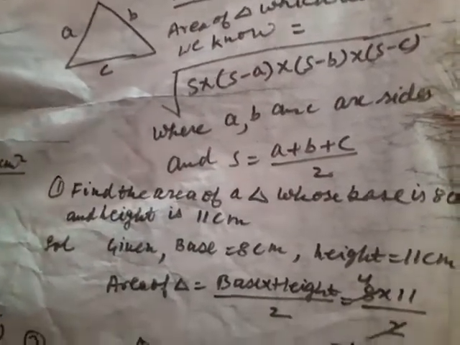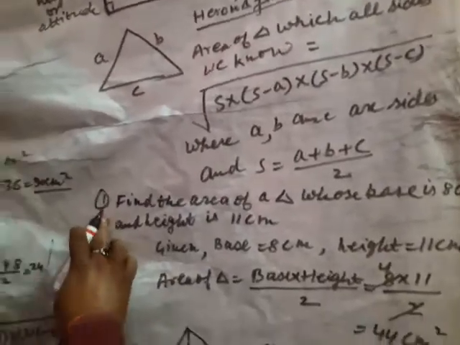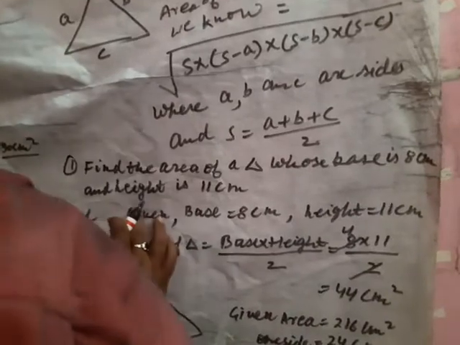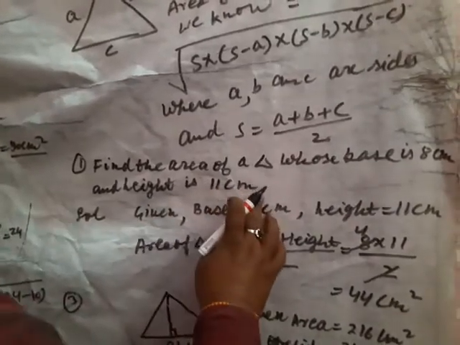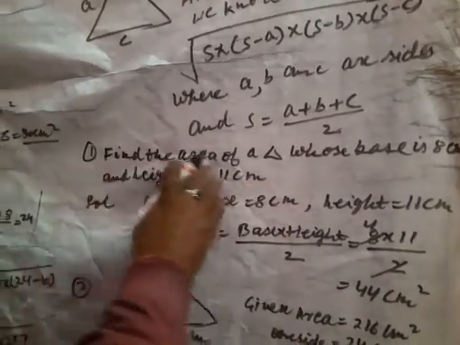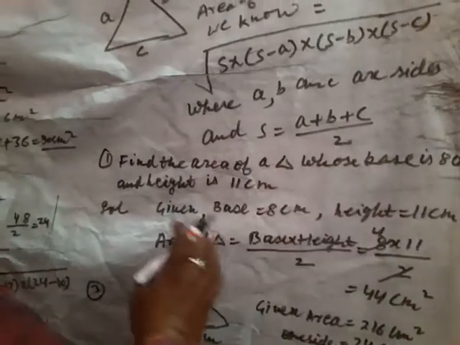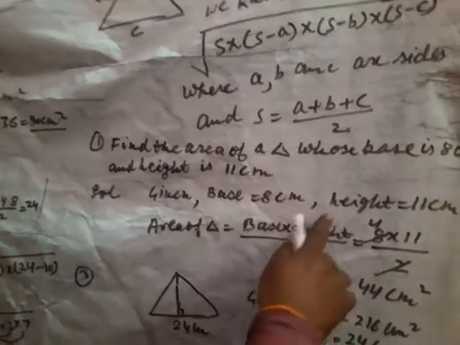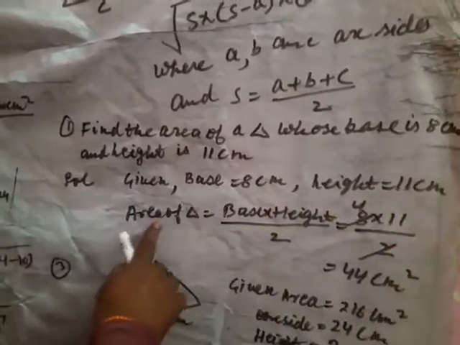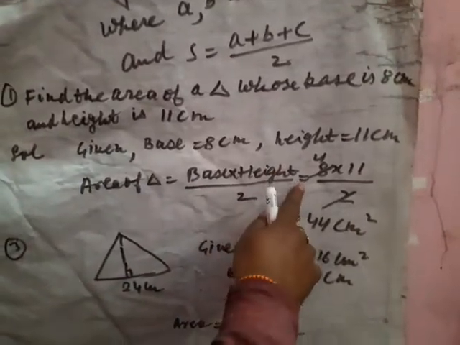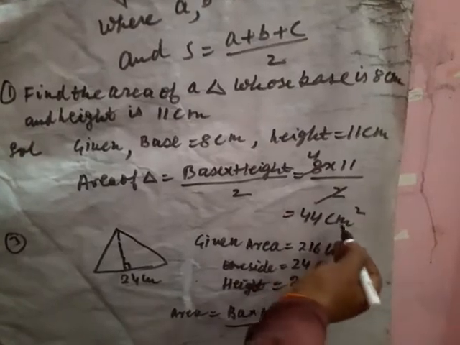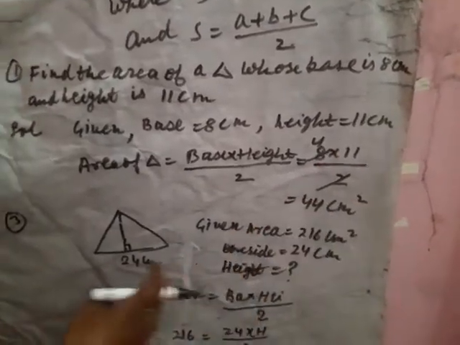Now come to the exercise 1C का first question. Find the area of triangle whose base is 8 centimeter and height is 11 centimeter. You have to find area of triangle whose base is 8 centimeter and height is 11 centimeter. So given base is equal to 8 centimeter, height is equal to 11 centimeter. So area of triangle is equal to base into height upon 2 is equal to 8 into 11 upon 2. 2 1 is 2, 2 4 is 8, 44 centimeter square.